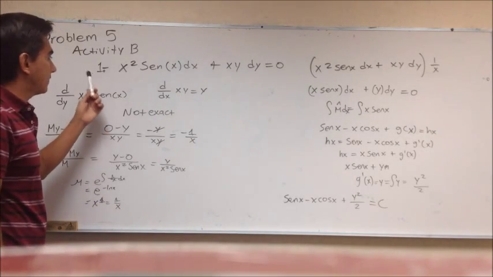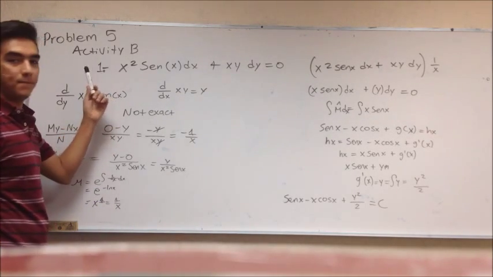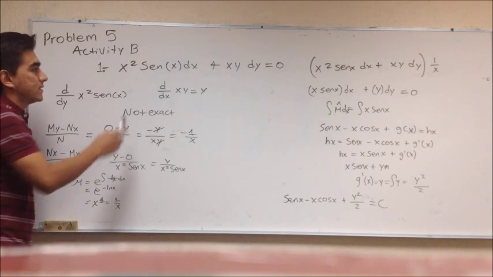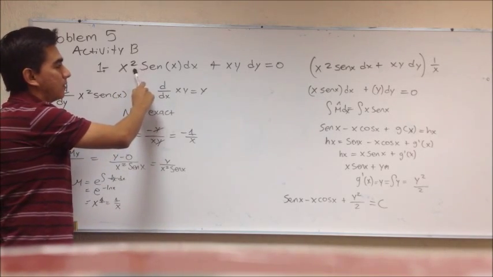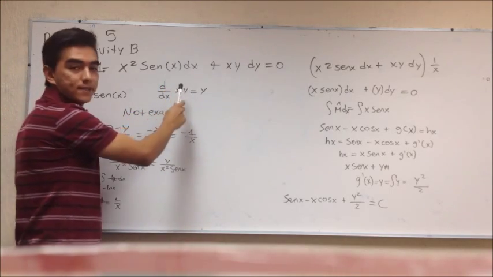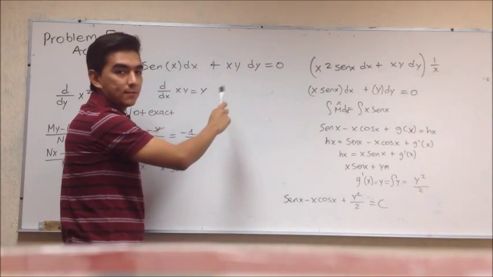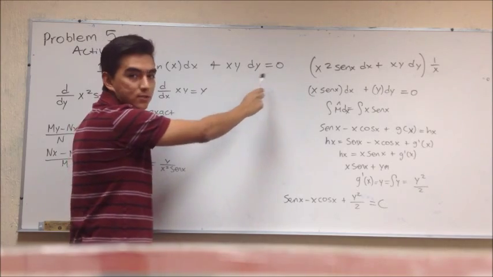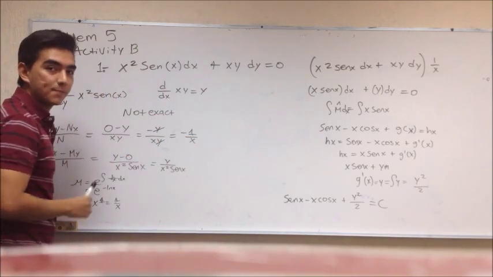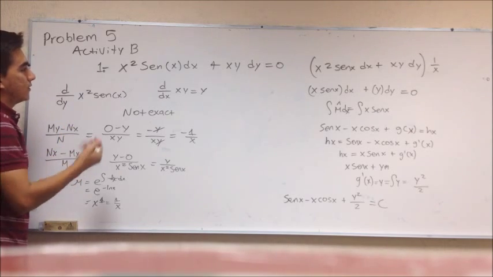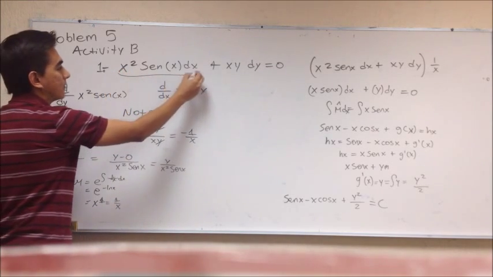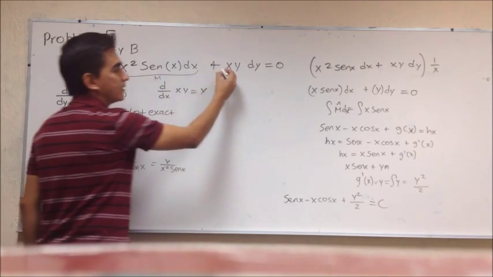Well, here we have our first problem of the activity B, which is x elevated to the second term plus sin of x dx plus x multiplied by y dy equals to 0. The first step of this problem is we're going to select our term m and our term n.